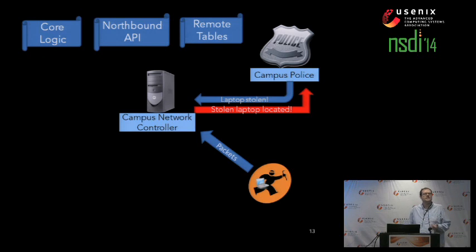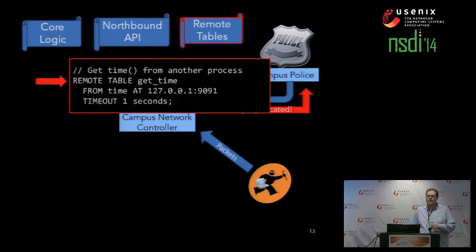Just like events give you asynchronous communication with a Flowlog controller, Flowlog lets you define remote tables so that you can synchronously access state that's provided by other processes that may not even be running Flowlog. This declaration sets up a remote table called getTime. We'll use it just like an ordinary state table that accesses a timing server and obtains the standard seconds since epoch and updates every second.